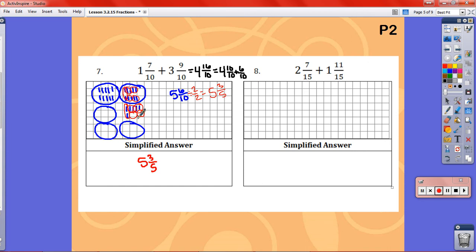These tally marks become especially helpful later when we start subtracting. If you are more comfortable with pictures, please feel free to just do normal pictures with blocks. If you're comfortable just doing it with numbers, then just do it with the numbers. That's fine. So here we have 2 and 1 is 3. 7 pieces and 11 pieces is 18 pieces out of 15. Well, we have 3. We definitely have 15 out of 15 here. 18 minus 15 is 3 left over. So 3 plus a whole is 4 and 3/15. And then we will have to simplify.